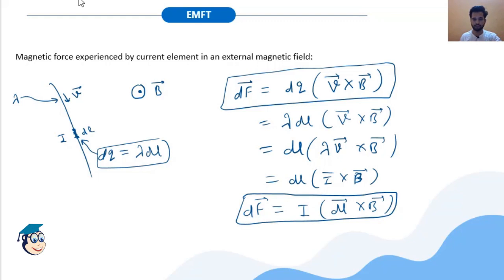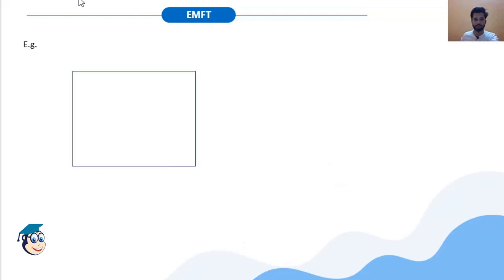Okay, so the total force F would be given by a closed line integral. I is constant, so that can be taken outside: I times the line integral of dl cross B is the total magnetic force on a wire of length L and current I in presence of magnetic field B. Okay, so let us see an example.